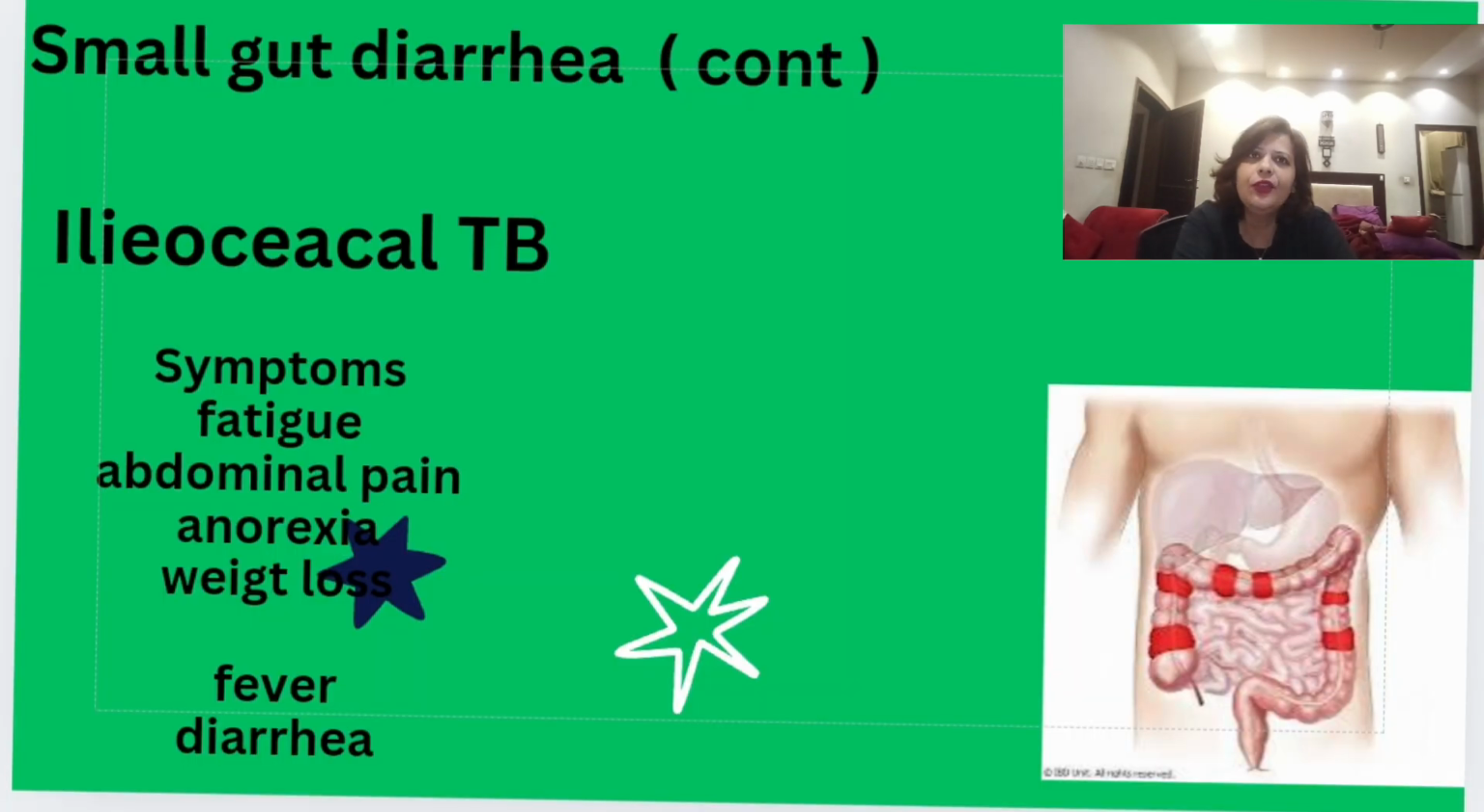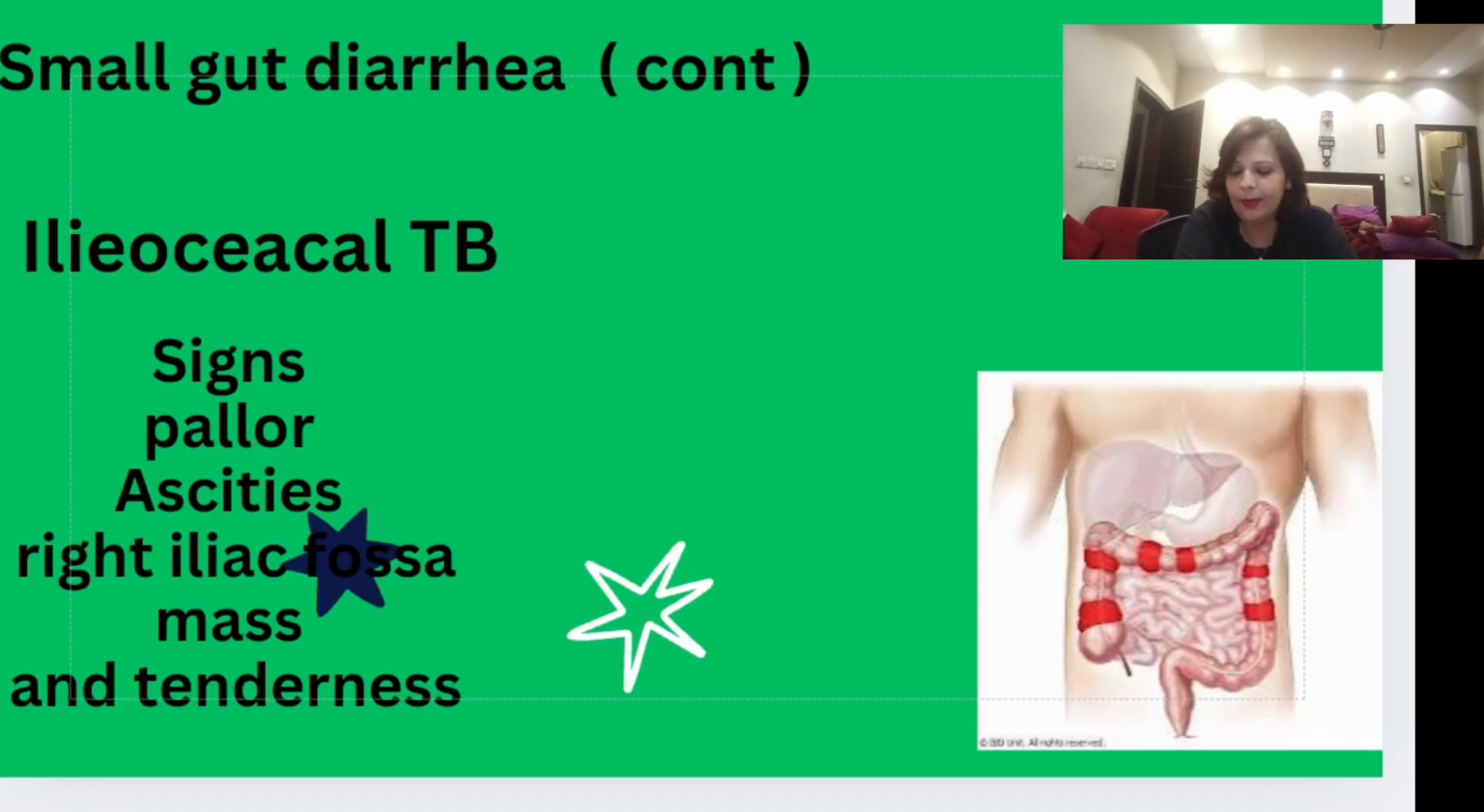Then after that comes ileocecal tuberculosis. Ileocecal tuberculosis is actually tuberculosis of the ileocecal area, and a patient with ileocecal tuberculosis can present with abdominal pain and with lethargy, fatigability, low-grade fever, and anorexia, vomiting, and sometimes diarrhea. As far as the signs are concerned, there can be pallor, and there can be ascites in the abdomen, there can be a mass in the ileocecal area, or there can be tenderness in the ileocecal area.